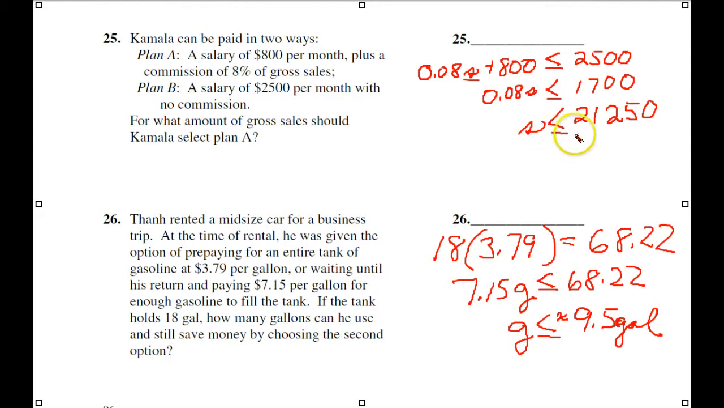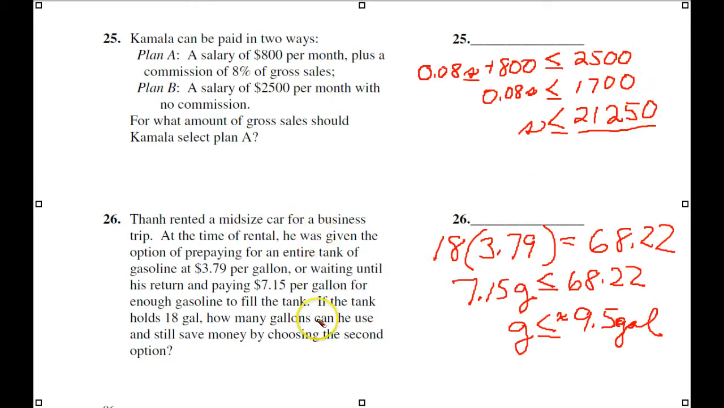So if her sales are going to be greater than this, 21,250, then plan A is better for her. But if she's not anticipating this much sales, then plan B would be the better one.